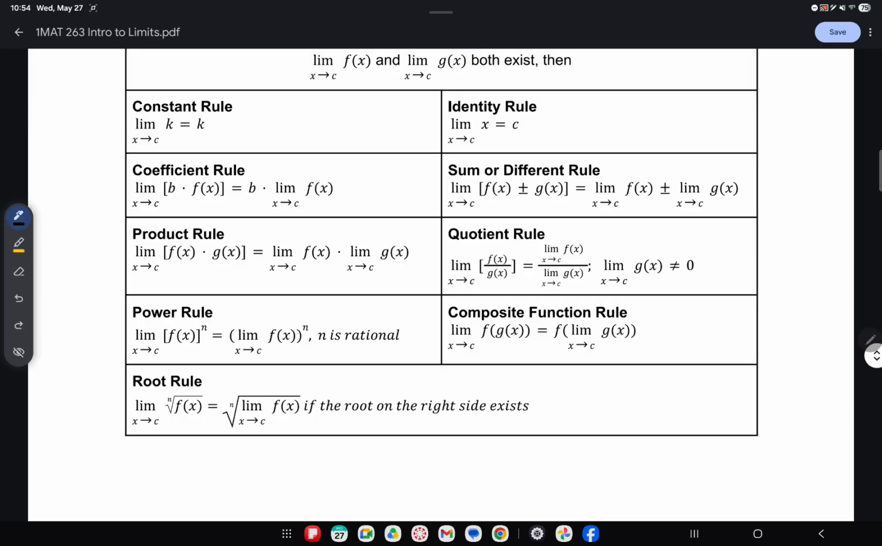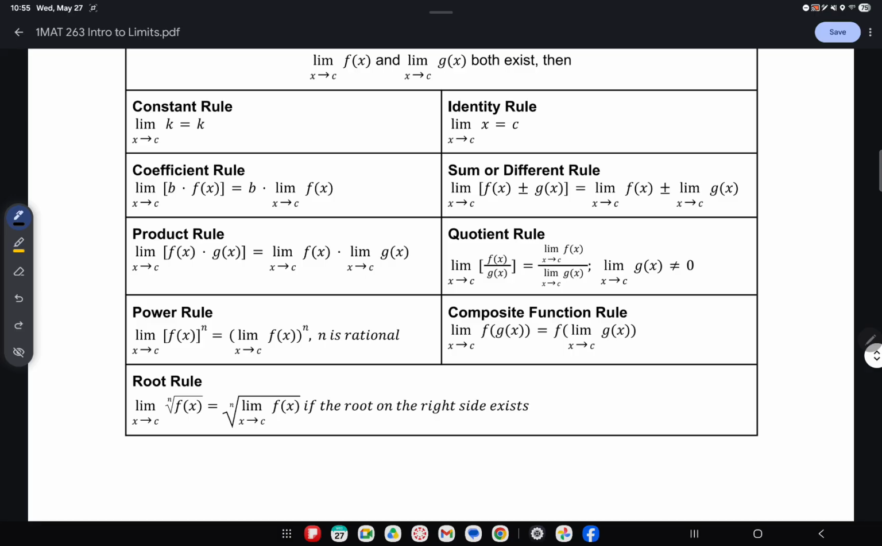We have a constant rule here. If we have the limit as x approaches c of some constant, that limit is going to be that constant. There's an identity rule. If it's just x, then as x approaches c, it is just that c value. And we have a coefficient rule. So if we have the limit as x approaches c of some function that's multiplied by b, where remember b is a real number, it's almost like we can pull it out as a GCF and deal with it later, and multiply it by that limit of the function.